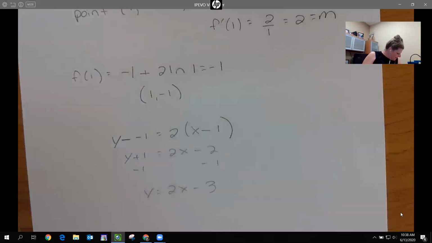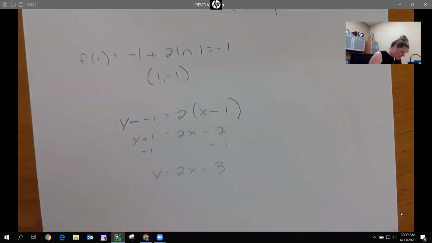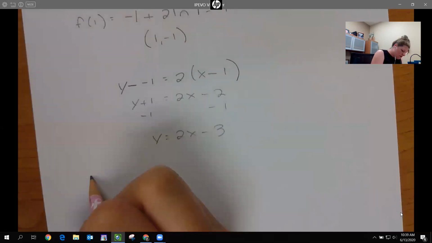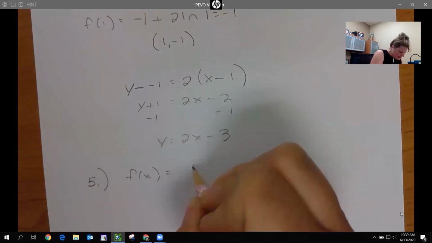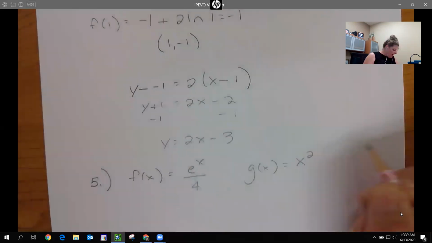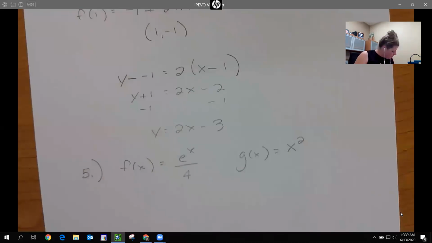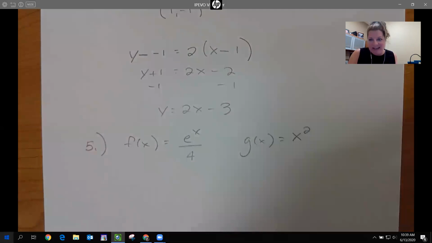All right, what if, I have one I want to show you in Desmos. Let me check. I think that will be good after this one. I think this is my 5th question. What if I have e to the x over 4, and I have g of x is equal to x squared? What if it asks, where do these two intersect? If we have two functions and we want to find where they intersect, it specifically says use technology. So go ahead and we'll use technology.